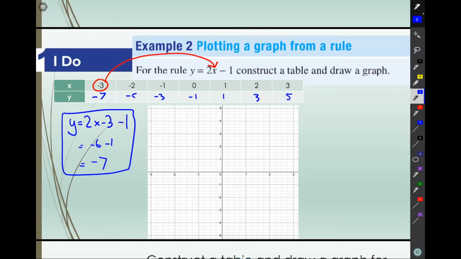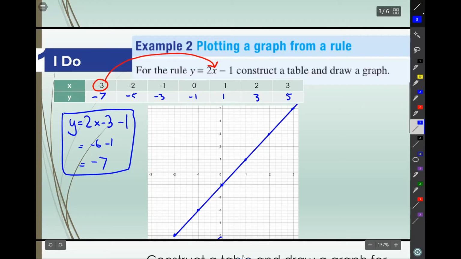Okay, and now we have all our points. We can plot them on our Cartesian plane. I'm not going to start with -3, -7 because my number plane only goes up to -5. I'm going to start with -2, -5. Put a point here. -1, -3. Put a point here. 0, -1. +1, +1. 2, 3, and then 3, 5. And once I've put my points on, I'm going to join them all up with a straight line.